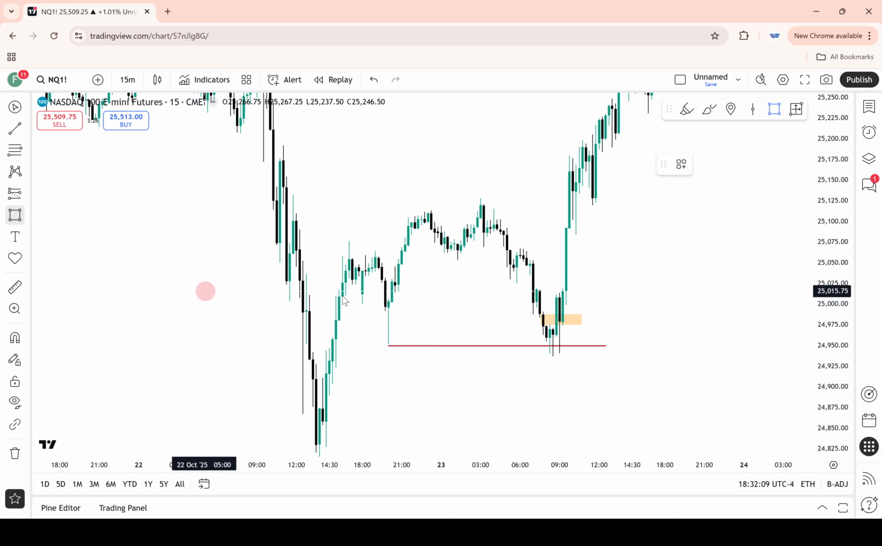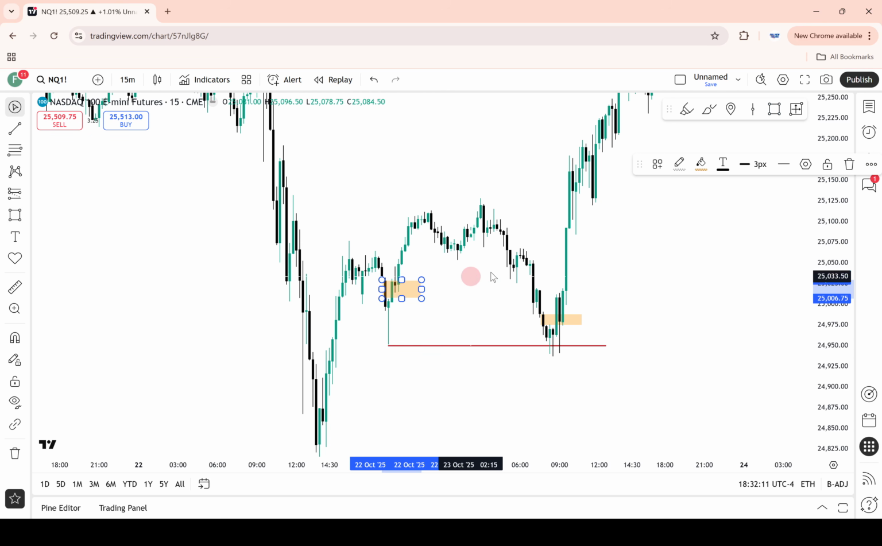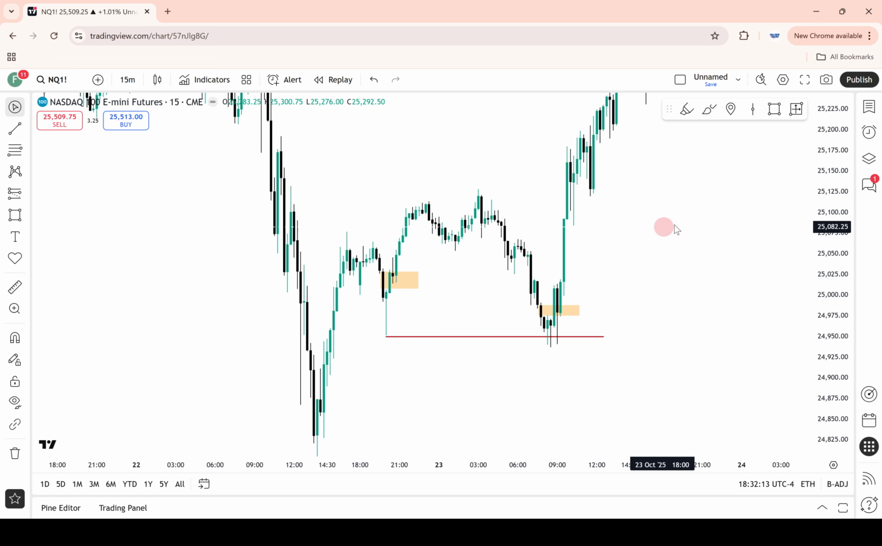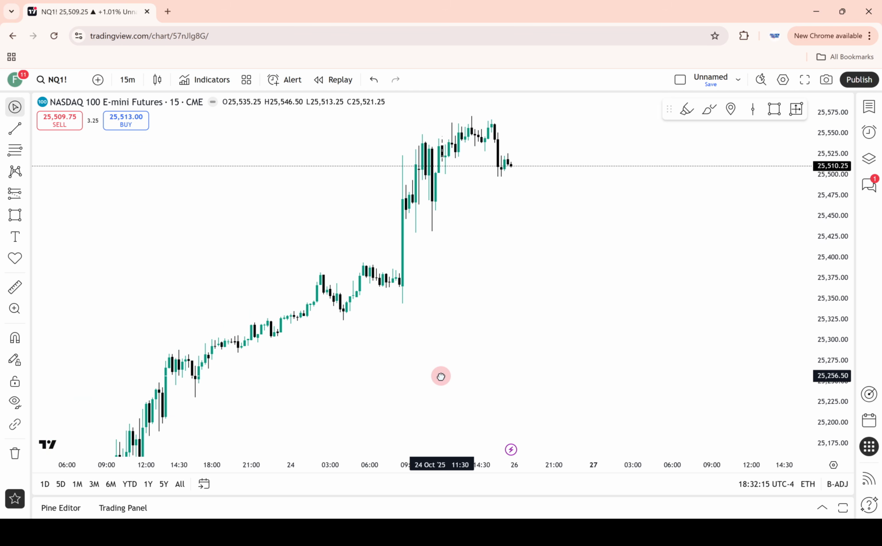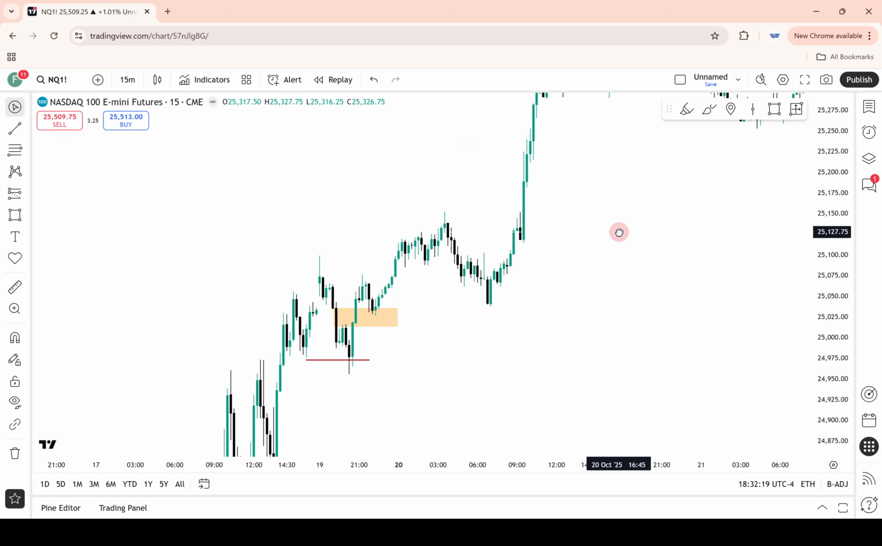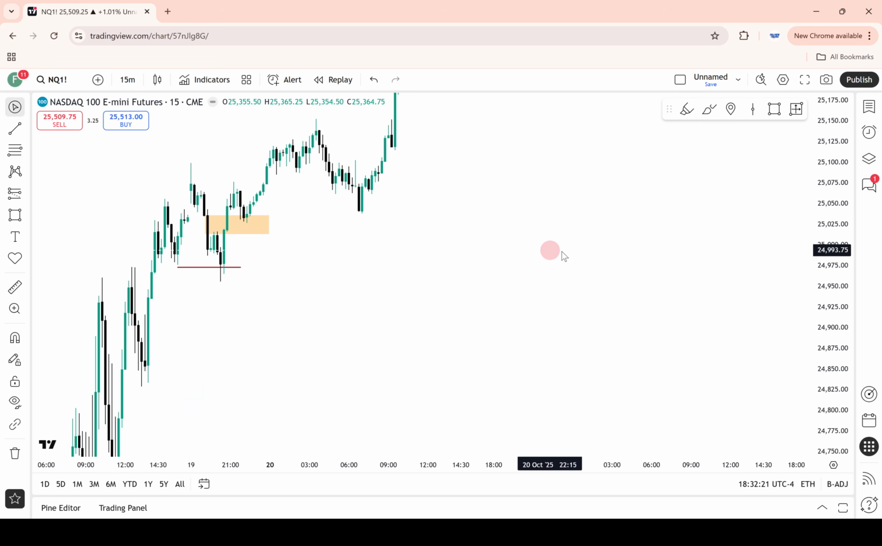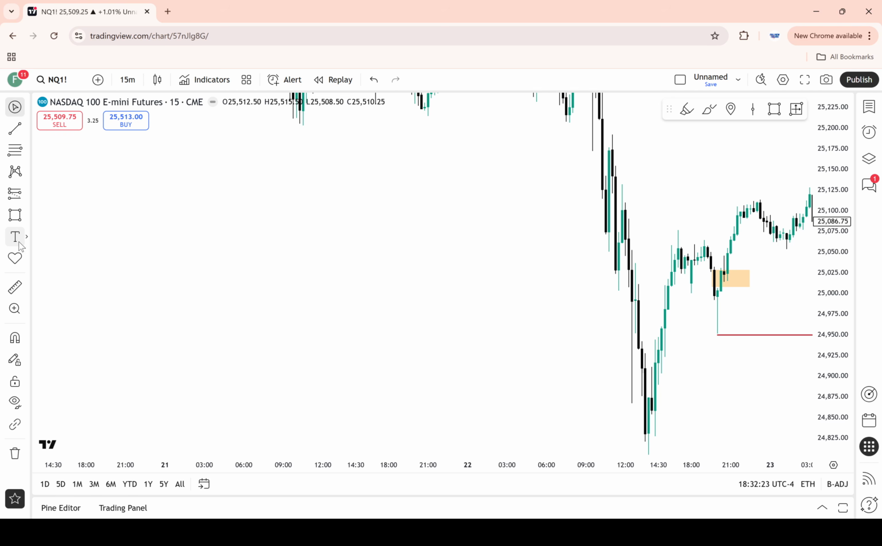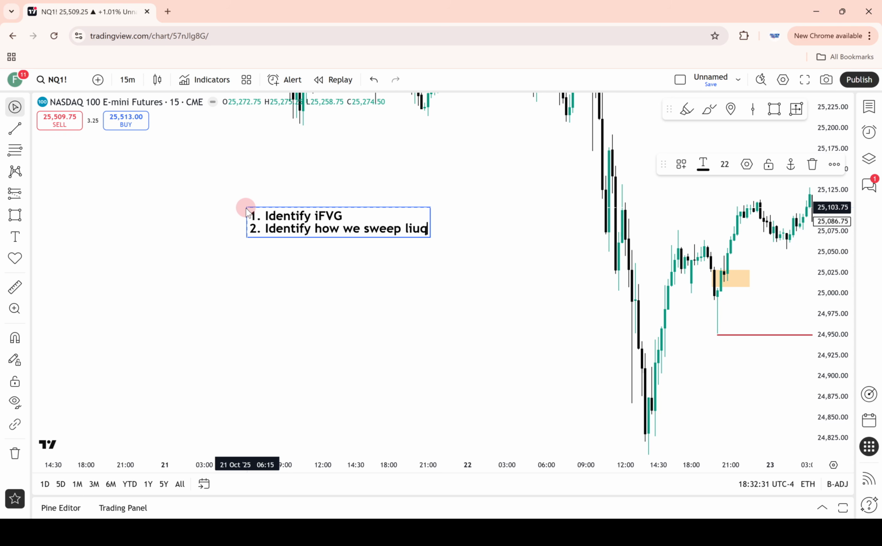So the first step is to identify what this looks like in markets. To identify how the market forms inversion fair value gaps and how the market usually trades away after doing so. That's the first step. The second step, and write this down. The second step is to identify how we sweep liquidity first. This is important. And then form the inversion fair value gap.